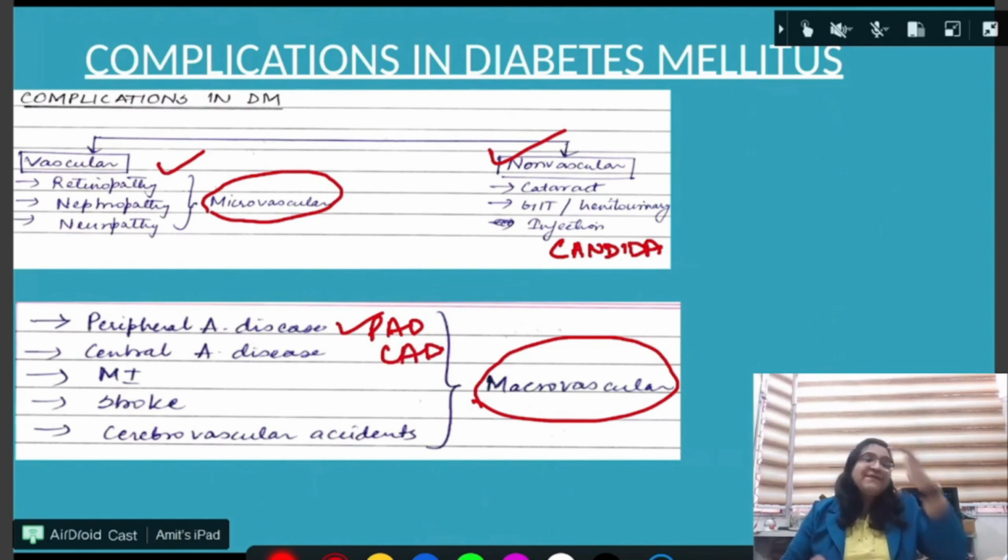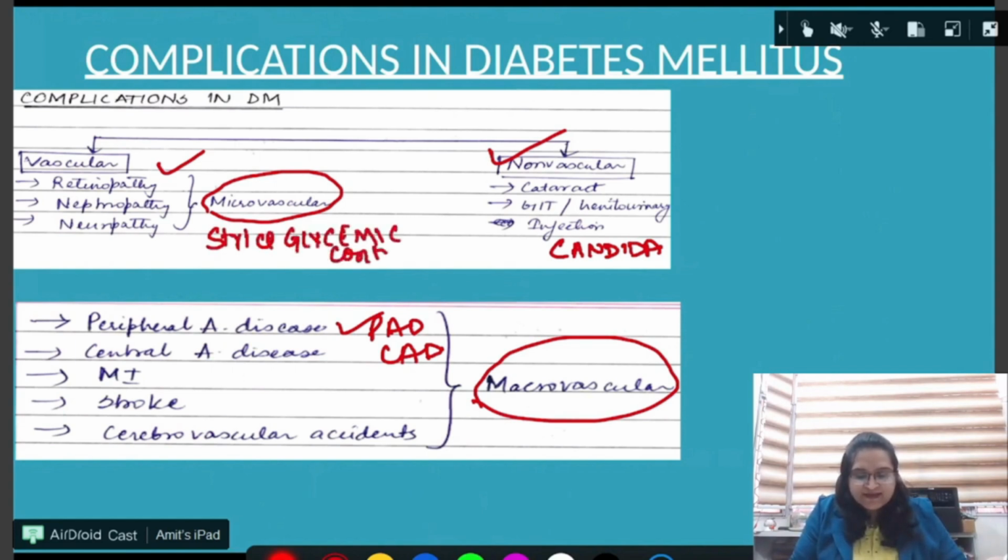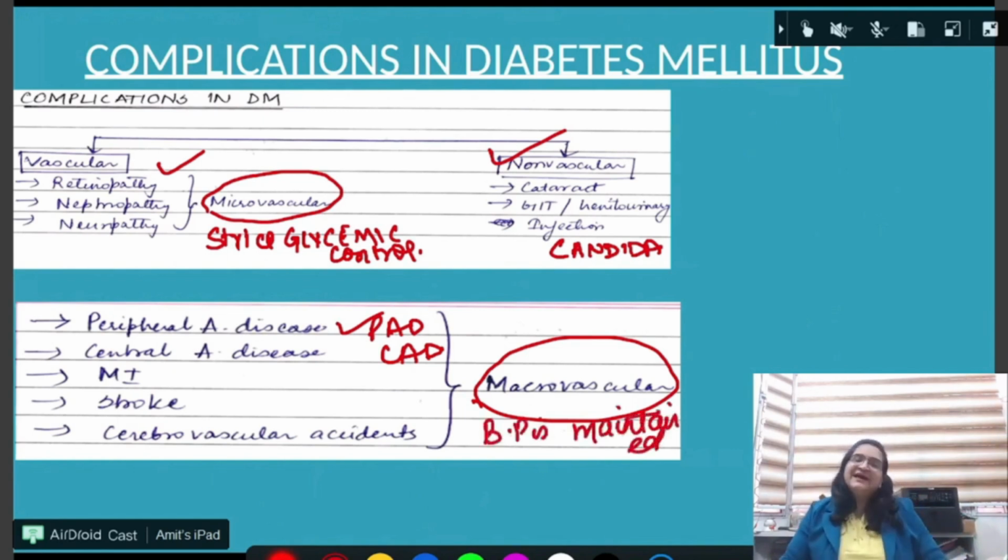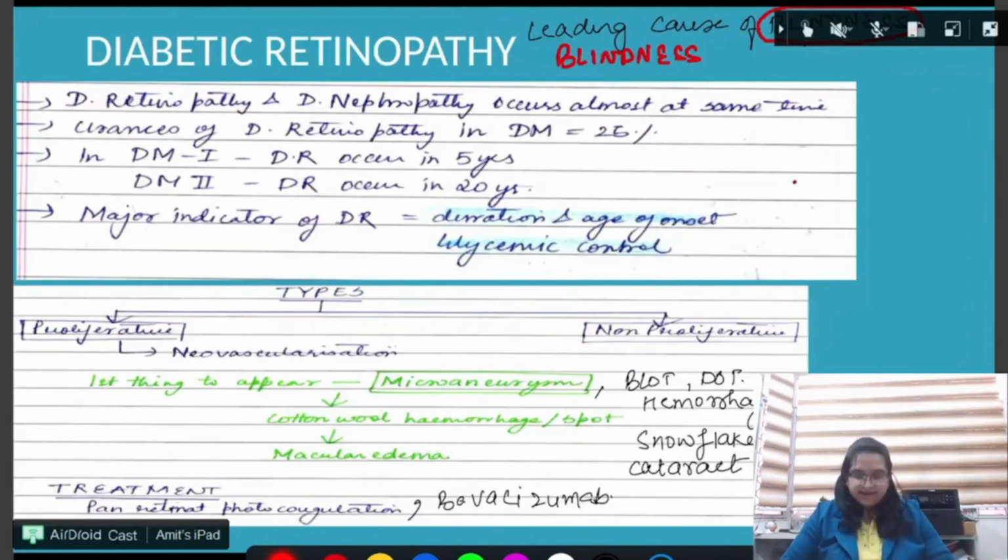How do you control the microvascular? It is only by strict glycemic control. If there is strict glycemic control, microvascular complications will occur a little late in life. Macrovascular, you can prevent if you have strict glycemic control, but only if BP is maintained. If a person has high BP and he has diabetes mellitus, he is very prone to a stroke, heart attack. Let's start with diabetic retinopathy.